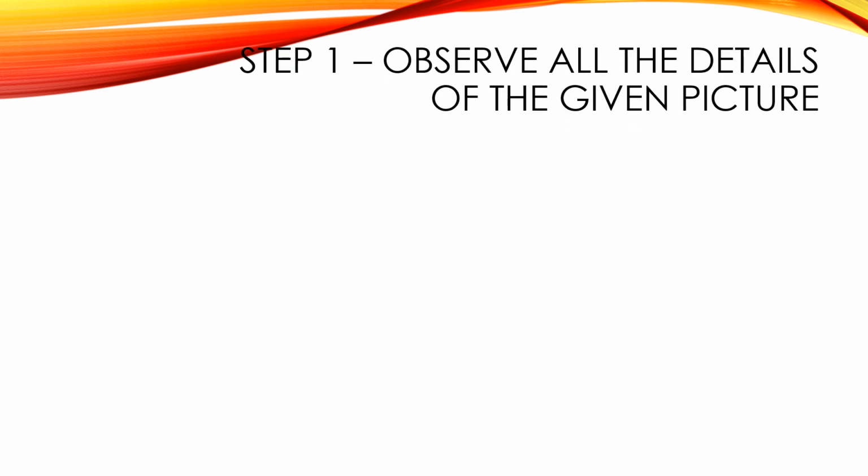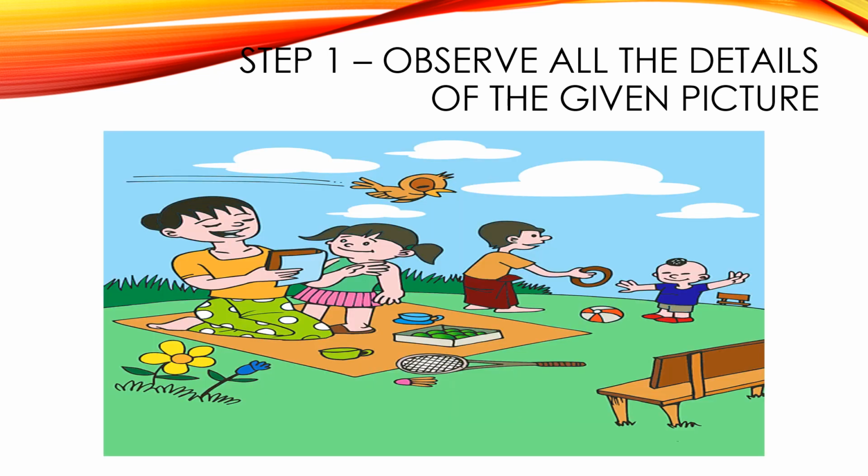As we have learned in the previous video on picture composition, I have taught you the different steps to follow while writing a picture composition. So, if you remember, the first step was to observe all the details of the given picture. The picture in front of you is there and you have to observe the picture carefully, note down all the details in your mind.